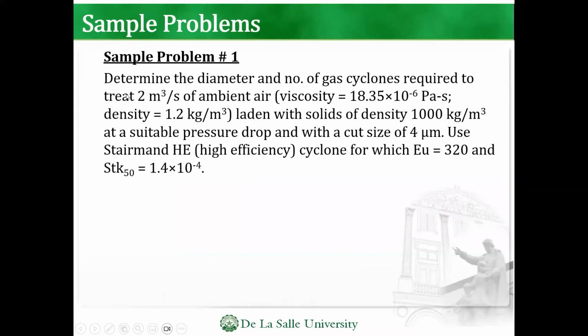Determine the diameter and number of gas cyclones required to treat 2 cubic meters of ambient air with viscosity 18.35 times 10 to the negative 6 Pascal seconds, and density of 1.2 kilogram per cubic meter laden with solids of density 1000 kilogram per cubic meter at a suitable pressure drop and with a cut size of 4 micrometers. Use Stairmand high efficiency cyclone for which the Euler number is 320 and the Stokes 50 is 1.4 times 10 to the negative 4. So with that, let's go to the given.